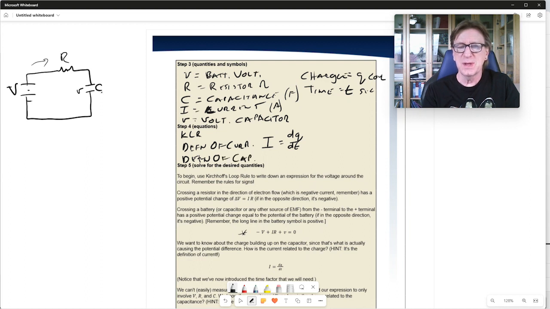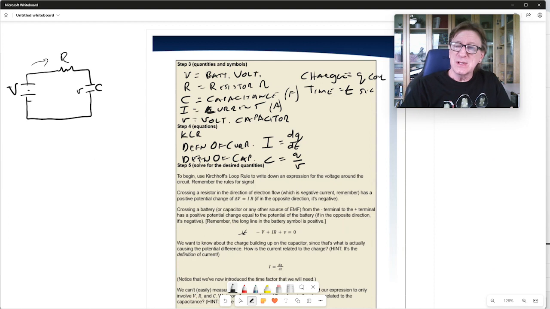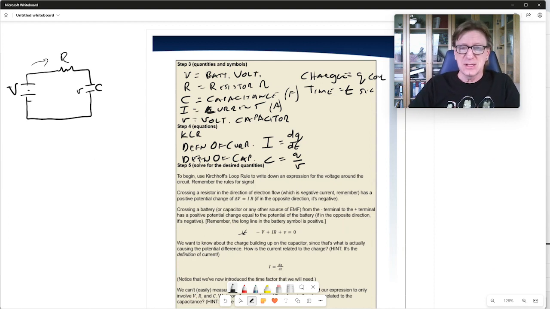So our definition of capacitance then is C equals Q over lowercase v. Very important that I'm using the correct symbols. If I used a capital V, well, that's not changing, is it? And that's going to make me get quite confused in what's going on. So be very careful with your symbology here. Okay, so step 5 then, let's put it all together and let's get going.